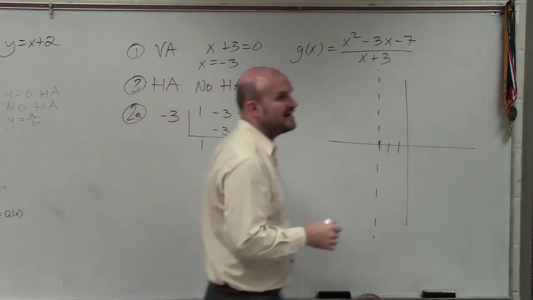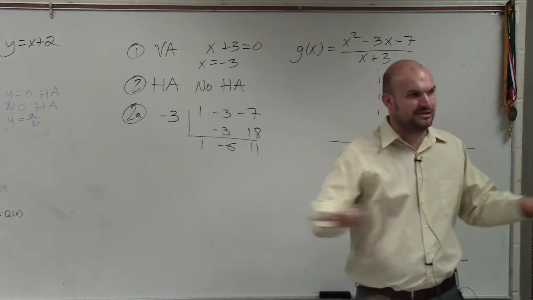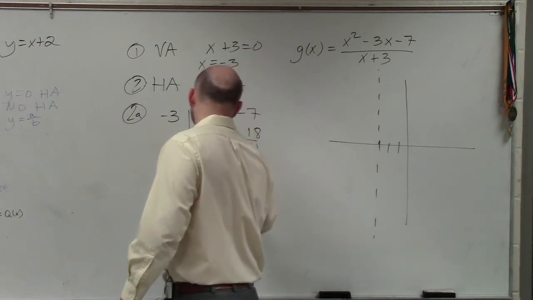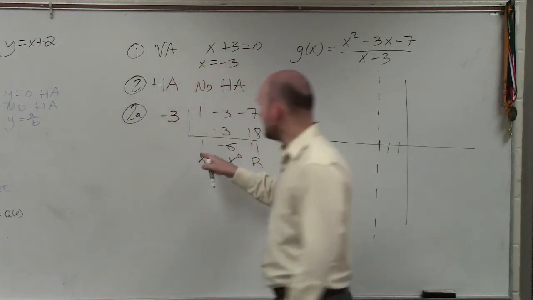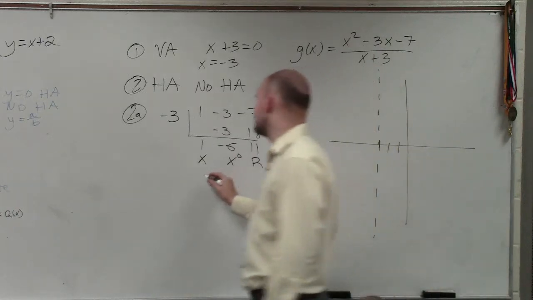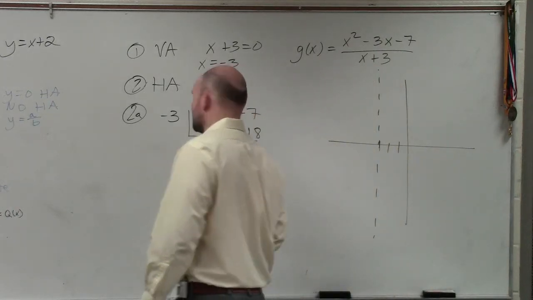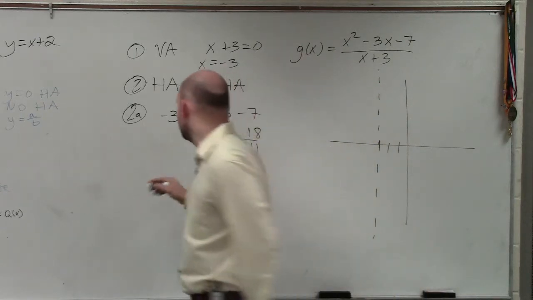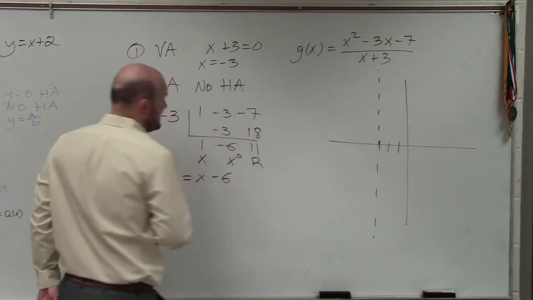Now remember what I said. The remainder does not matter. OK? It's not that it doesn't matter, but it's not going to be a part of your slant asymptote. So that's x squared. So it's x minus 6, right? But what we do is we say y equals the quotient. So y equals x minus 6.